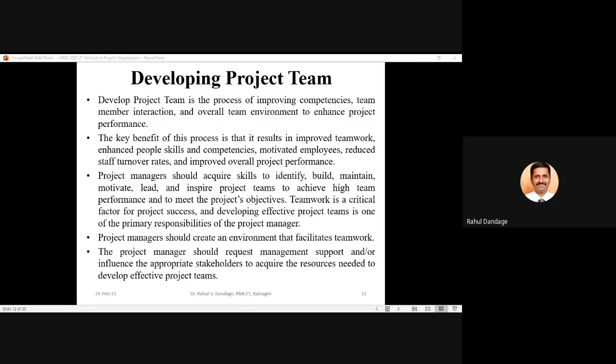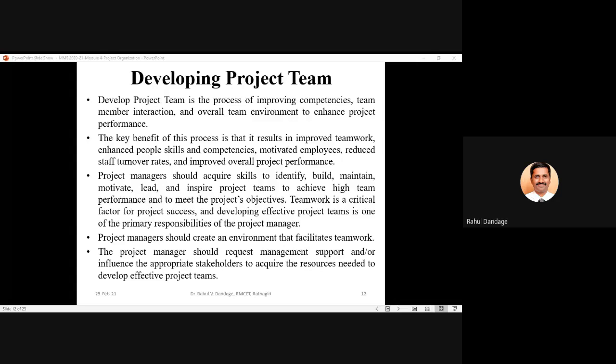In this particular process, when you are developing your project team, you are trying to improve the competencies of your project team members. We are trying to improve the interactions between project team members, and also we are interested in developing the overall team environment so that the project performance will be enhanced.